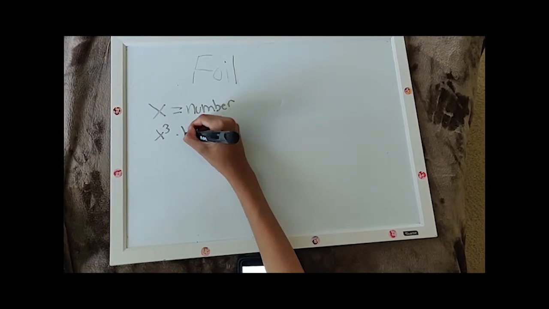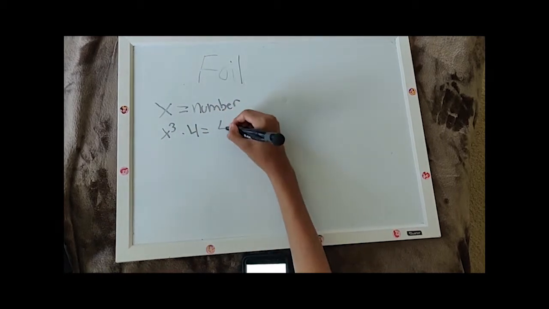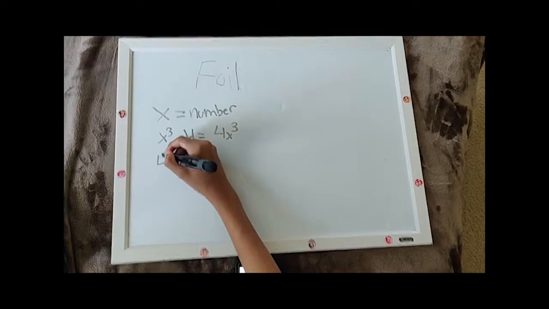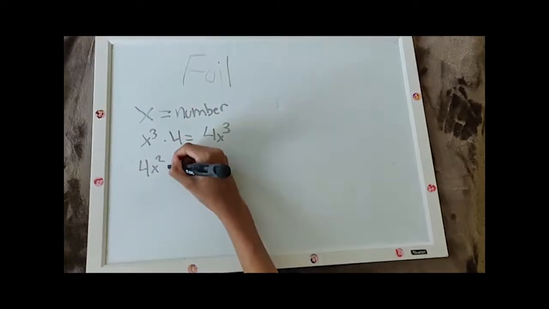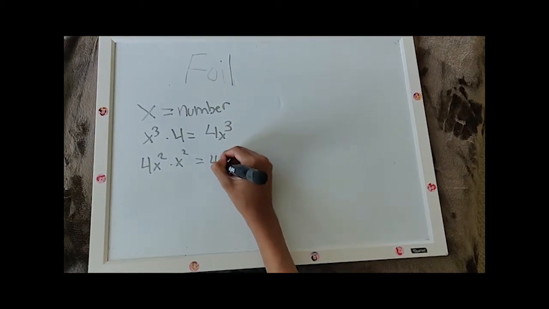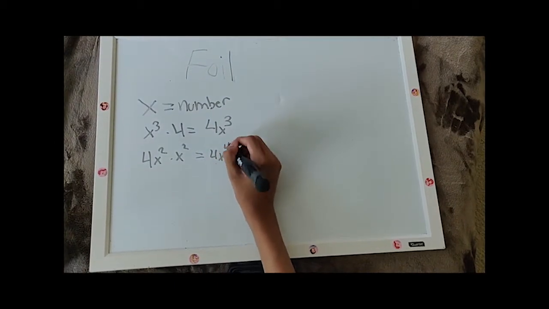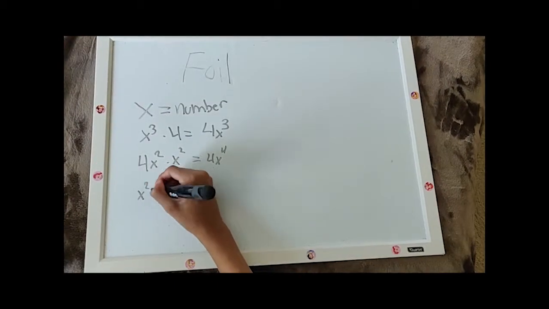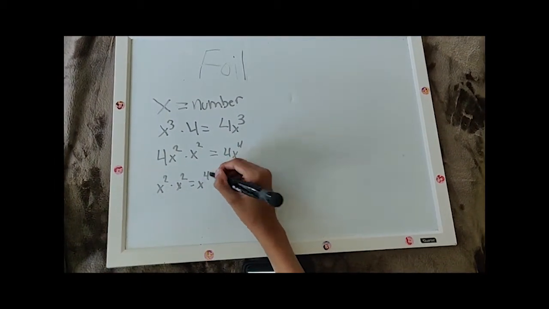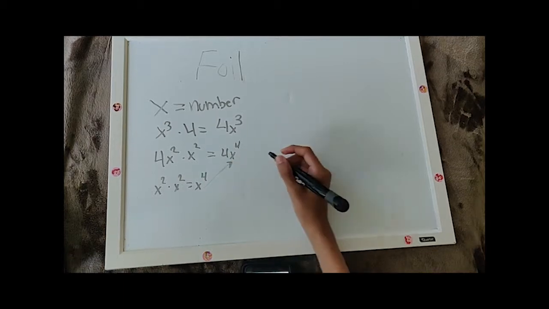Variables and numbers can be multiplied with each other because variables are simply stand-ins for numbers. For example, x cubed times 4 equals 4x cubed. Likewise, 4x squared times x squared is equal to 4x to the fourth, because x squared times x squared is equal to x to the fourth, which is later multiplied by 4.